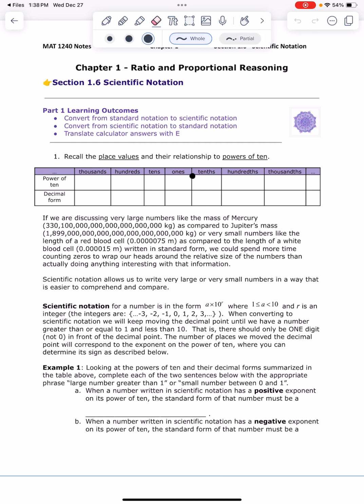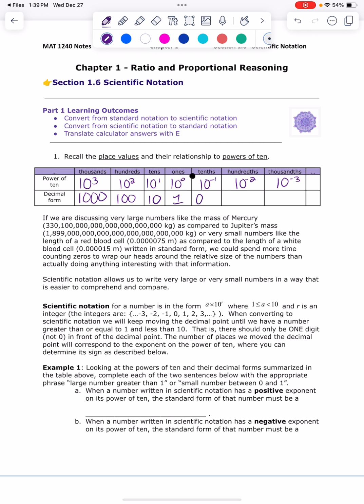So recall the place values and their relationship to powers of 10. Starting with ones, that would be 10 to the 0 power, which is just 1. Tens would be 10 to the 1 power, which is 10. Hundreds is 10 squared, which is 100. Thousands is 10 cubed, which is 1,000. Going to the right of the decimal, we get 10 to the negative 1, 10 to the negative 2, 10 to the negative 3, etc., which would be 0.1, 0.01, and 0.001.